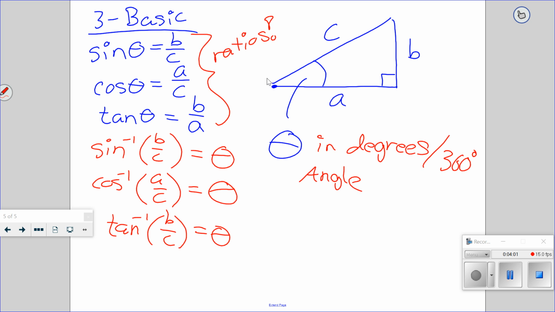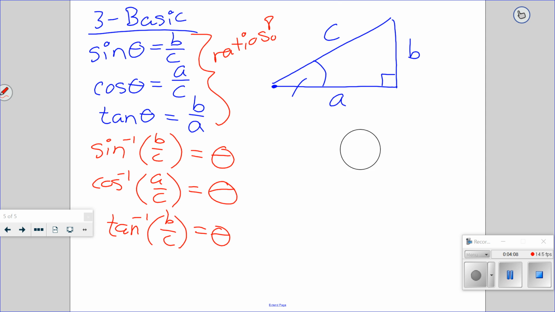Let's see. Whoop. I need that a little bit smaller. I kind of want to leave my functions up.